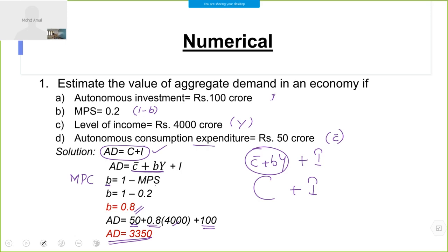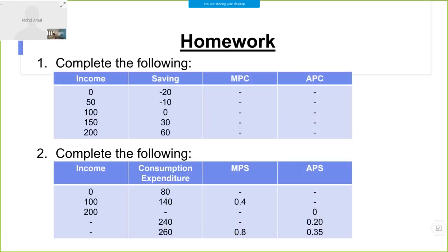The next one I am giving as homework, I am going to wind up. You have to do it, and through WhatsApp you can submit the answer fast. Very easy. Homework I am giving, complete the following. 4 columns: income, saving, then MPC and APC you have to find out. You just copy income and saving. Income 0, 50, 100, 150, 200. Then saving minus 20, minus 10, 0, 30, 60. Just leave MPC and APC blank. That you have to find out.